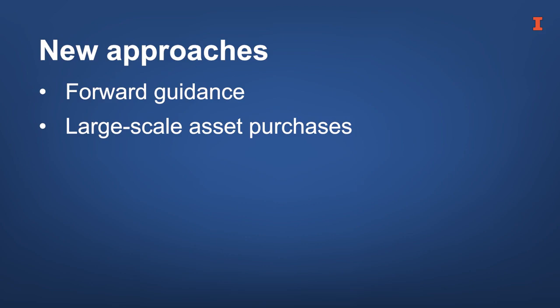The second new tool is large-scale asset purchases. When the short-term interest rate is already zero, central banks can further increase the money supply by buying large amounts of government-backed debt, such as treasury securities and agency mortgage-backed securities. This approach allows the central bank to bring down long-term interest rates directly.